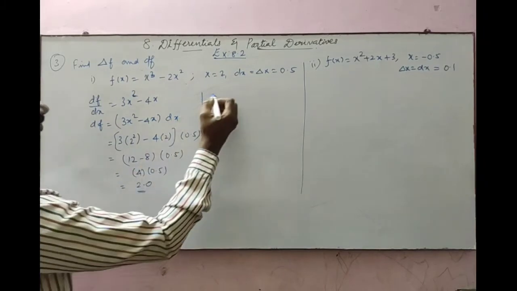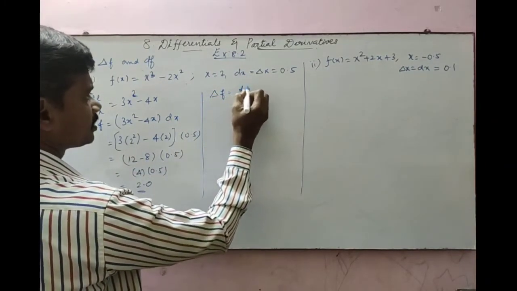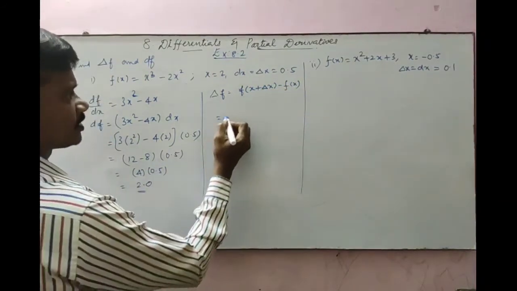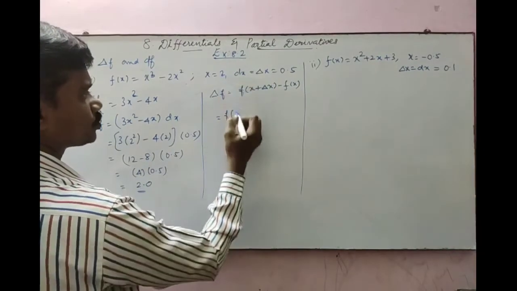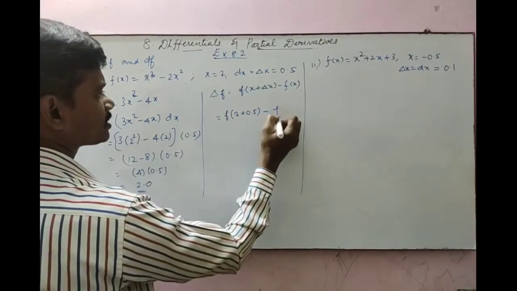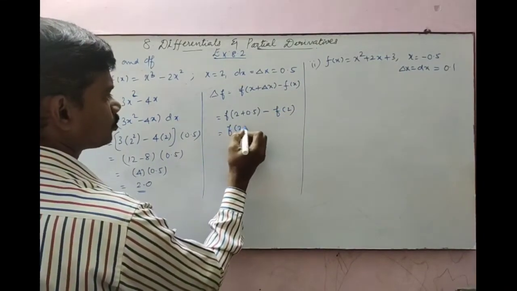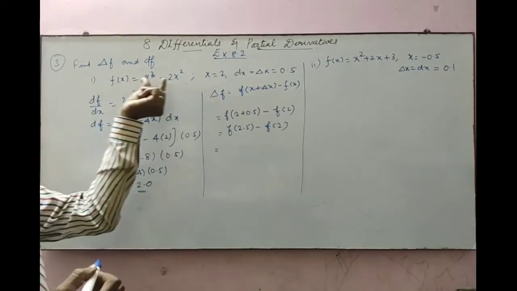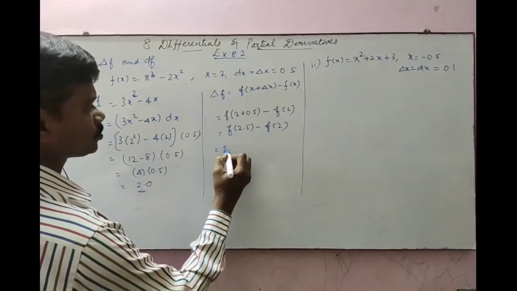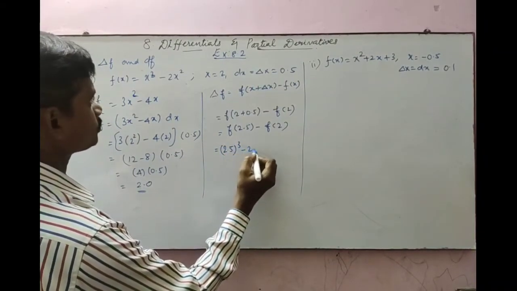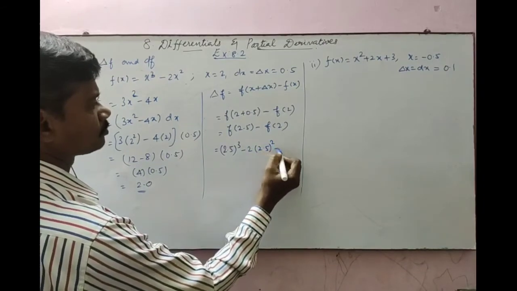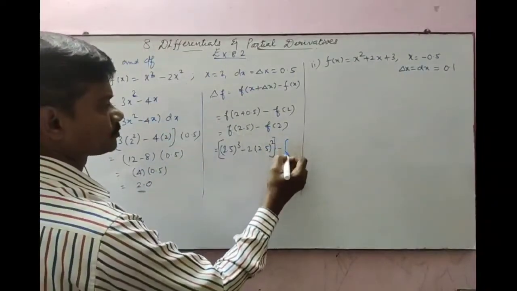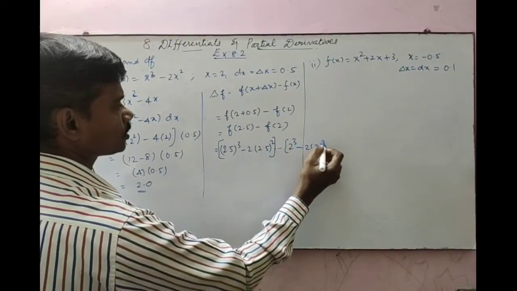Next we are going to find the delta f. For that the formula is f of x plus del x minus f of x. So f of x is 2, 2 plus 0.5 minus f of 2, that is f of 2.5 minus f of 2. You have to first substitute the value of x as 2.5 in this function, that is 2.5 cube minus 2 into 2.5 square, minus, now we have to substitute 2 in this equation. So 2 cube minus 2 into 2 square.